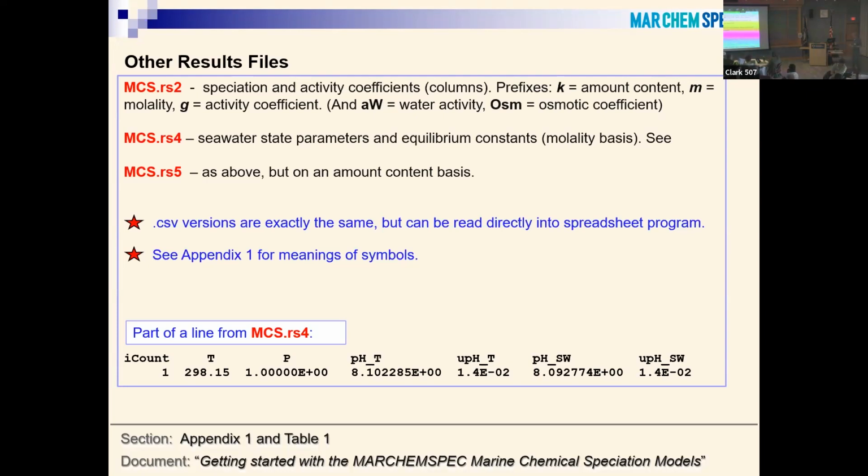So, for example, if you're interested in the molality-based seawater state parameters and equilibrium constants, the first couple of lines will start like this. So you've got I count, which is your problem number. So this is the first problem. Temperature, pressure, pH_T, the total pH. U pH_T is the uncertainty, and then pH on the seawater scale, and then the uncertainty, and so on. And we just keep going along the line until all the properties of that particular solution are listed.